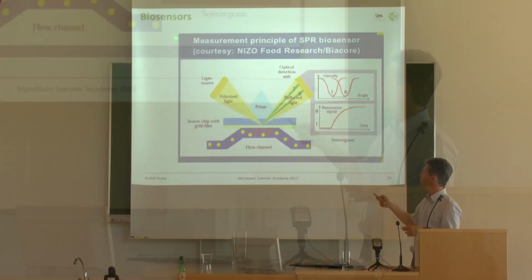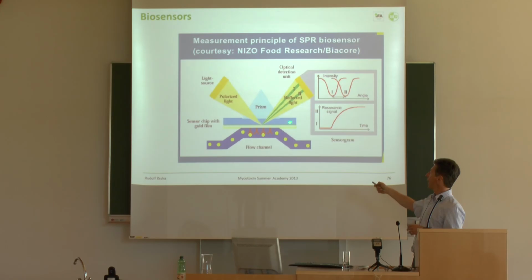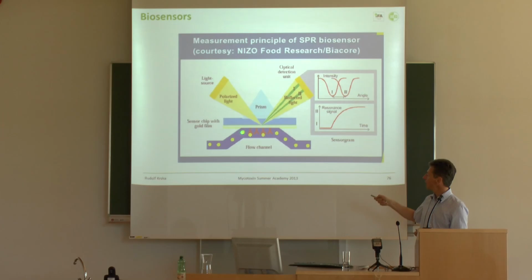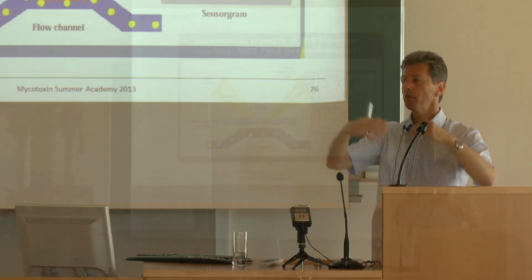A method which is already established is the use of biosensors, so-called surface plasmon resonance. You again have an ATR crystal with a prism. This ATR crystal, attenuated total reflection, is coated with a gold film. On this gold film, you have specific antibodies or antigen-protein conjugates immobilized. You have a flow channel bringing in the sample with the mycotoxins. And once a mycotoxin binds to the antibody, or in the sense of a competitive reaction, you have antibodies binding to the antigen-protein complex.